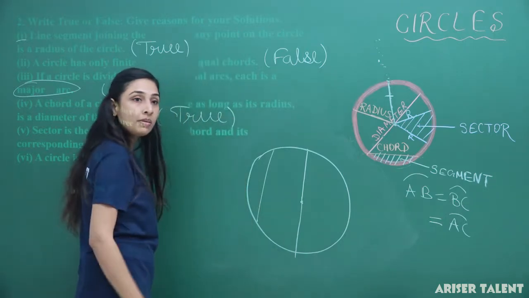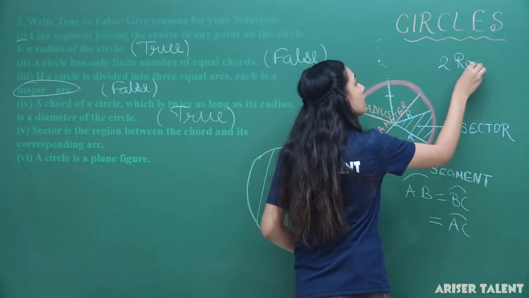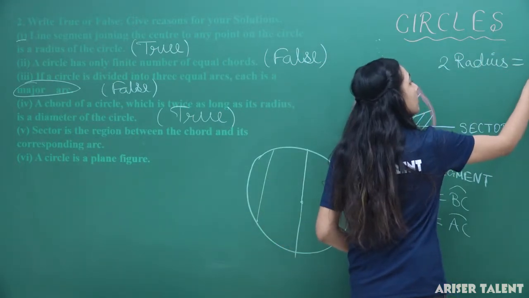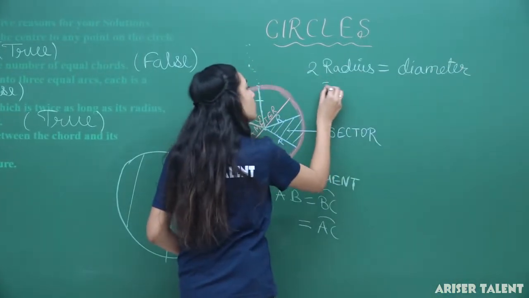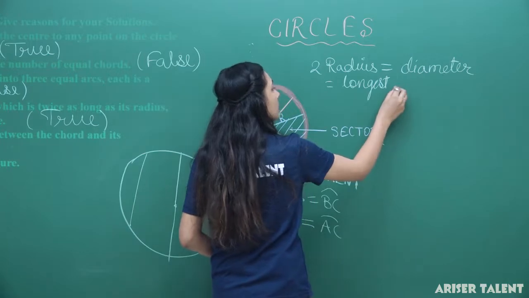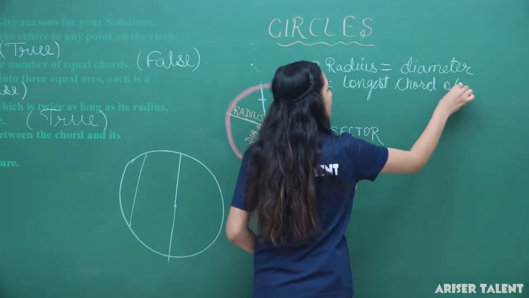So always remember this also, that twice the radius equals the diameter, which equals the longest chord of the circle.